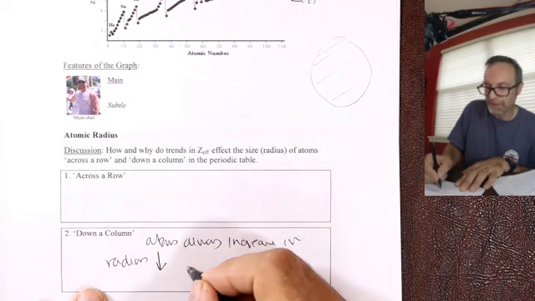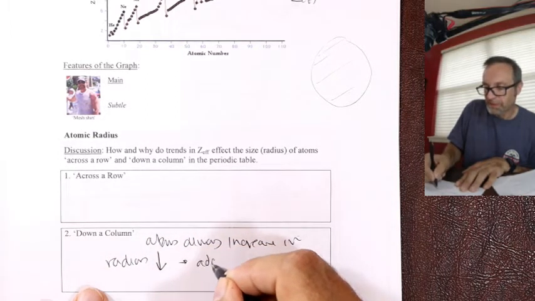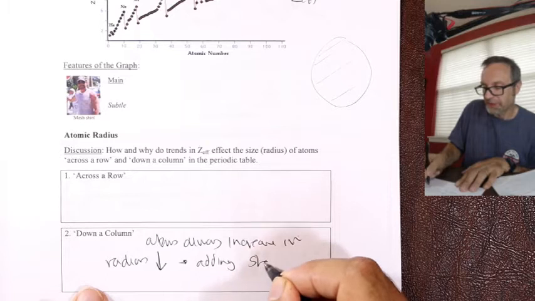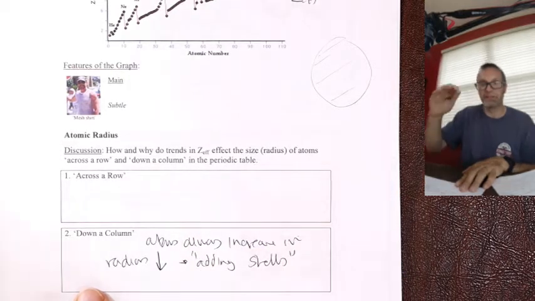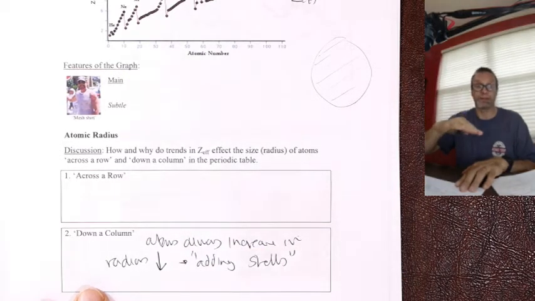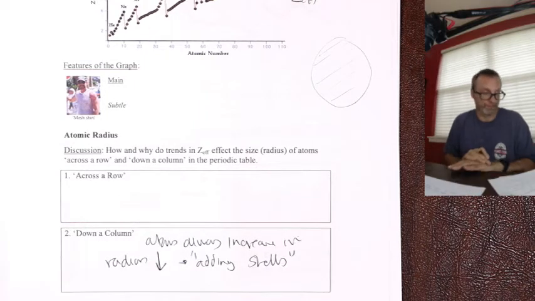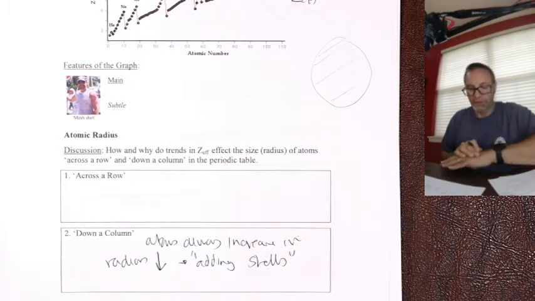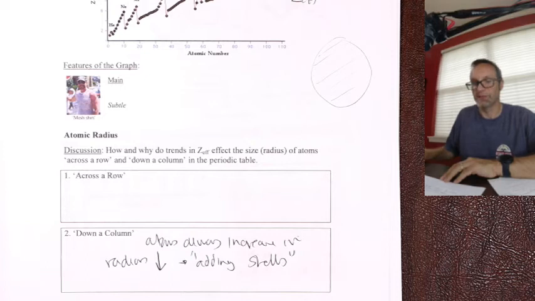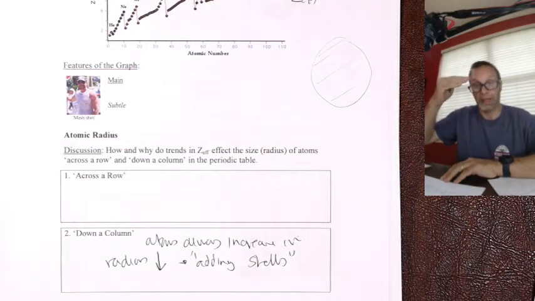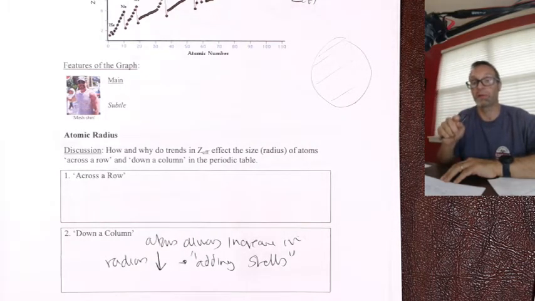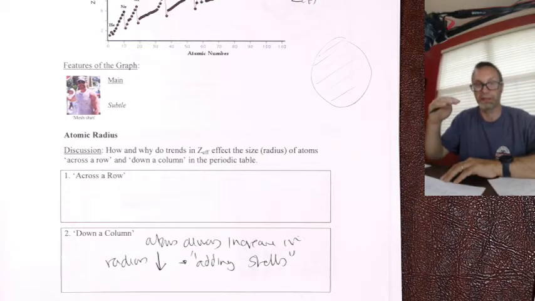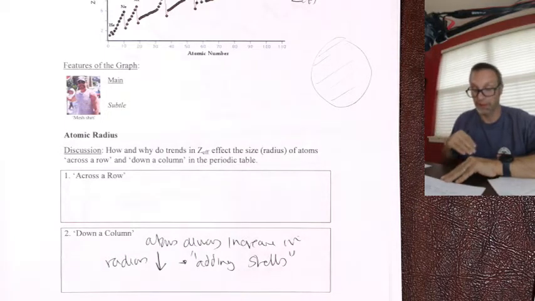Down a column, adding shells. So it's real simple. Every time you go down one, you add a layer, right? So they're going to get bigger. All right. Okay. So that's simple, right? So down any column, atoms get bigger, and that's true for any column in the periodic table, because every time you go down one, you add a layer. Obviously, it's bigger.